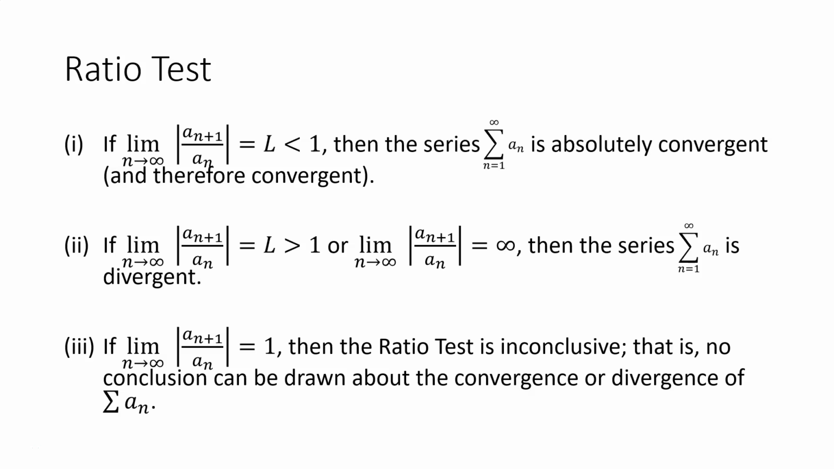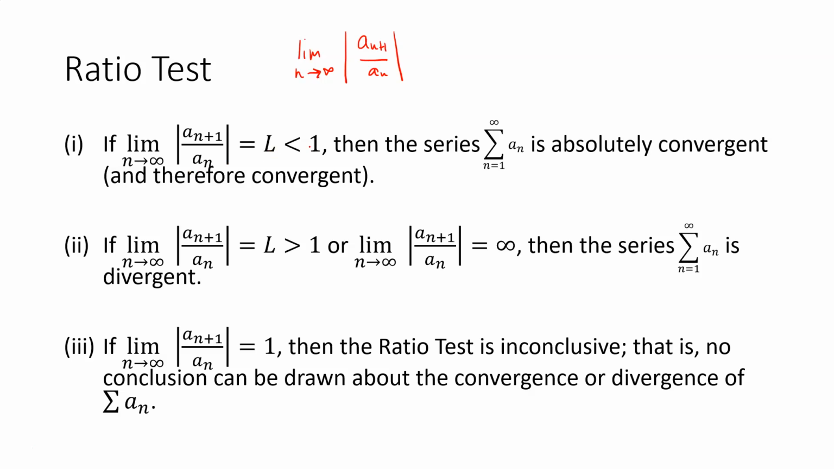Now let's look at the ratio test. So the ratio test looks at the limit as n goes to infinity of the ratio of two terms in the series, a_{n+1} over a_n. So that's just putting two consecutive terms of the series into a ratio, and then looking at what happens as n goes to infinity.